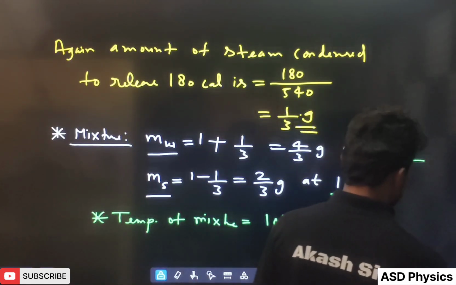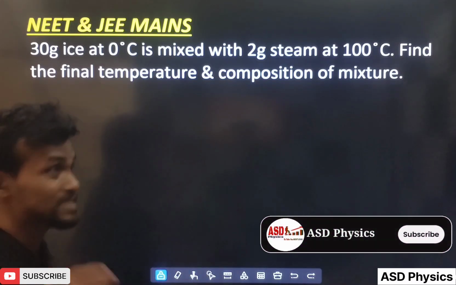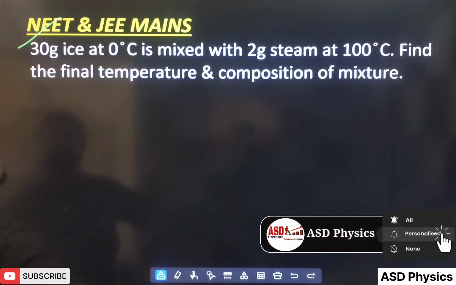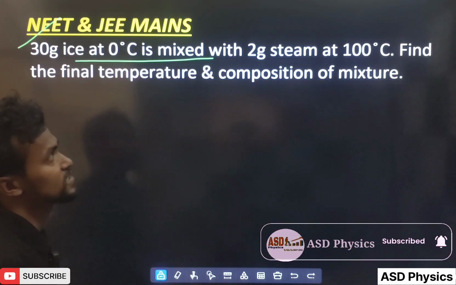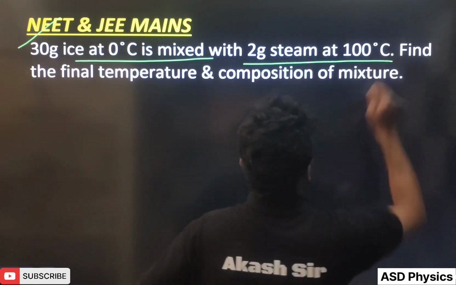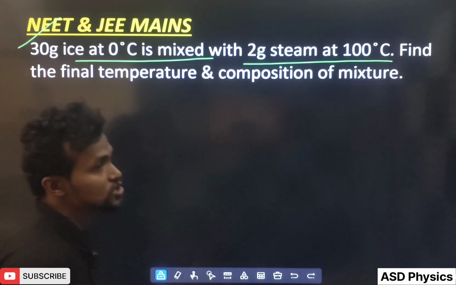Okay. Now students, I will solve one for you. It's a good question, but okay. Basics are needed. Now see here please. Next one, see please. 30 gram of ice at 0 degrees Celsius is mixed with 2 gram steam at 100 degrees Celsius. Find the final temperature and composition of the mixture.